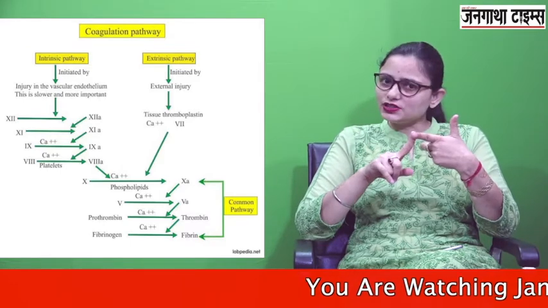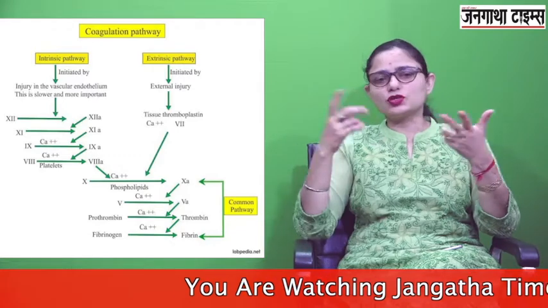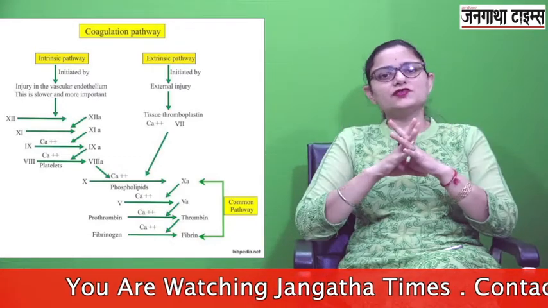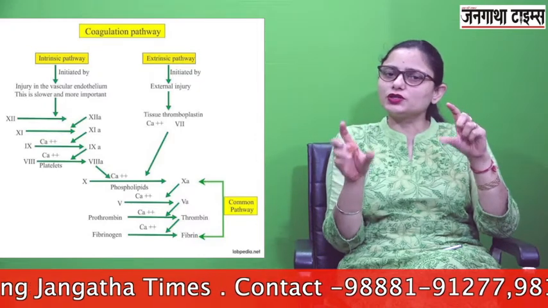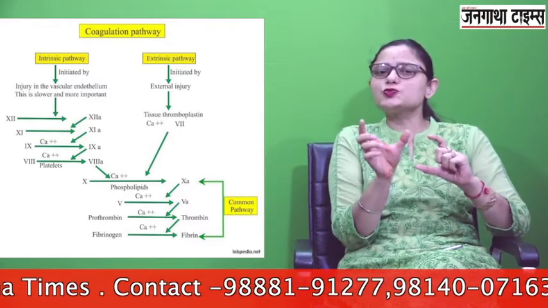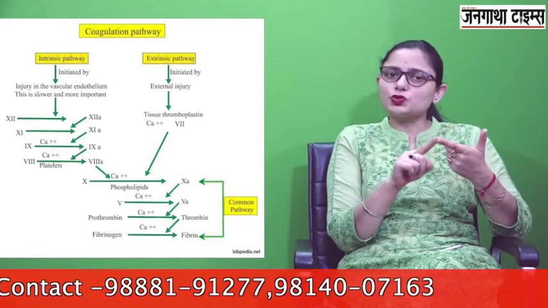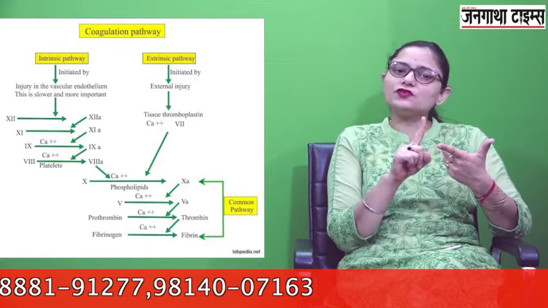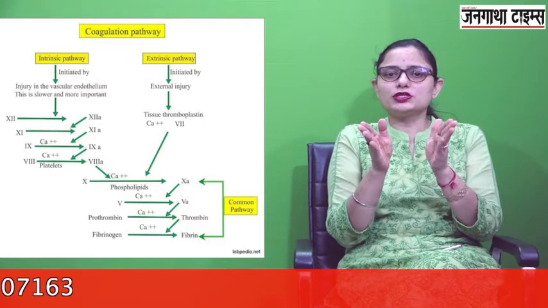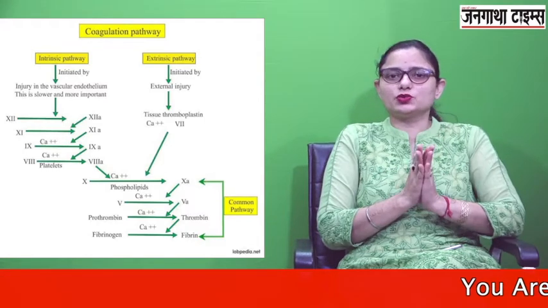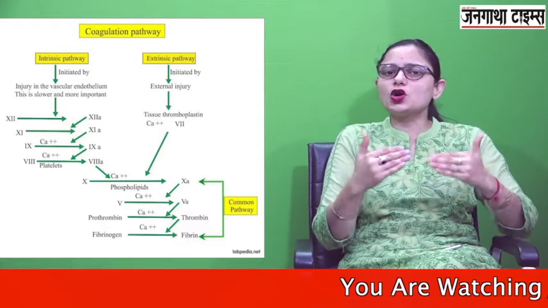This activated factor 10 along with 5, what does it form? Prothrombin activator. So now both the intrinsic pathway and the extrinsic pathway are giving us prothrombin activator. This prothrombin activator is what? Activated factor 10 and 5. Both pathways just end up in a common pathway. Stages 2 and 3 are a common pathway.